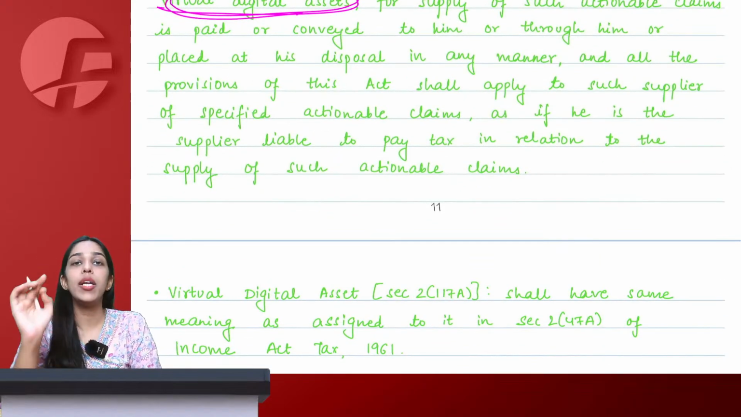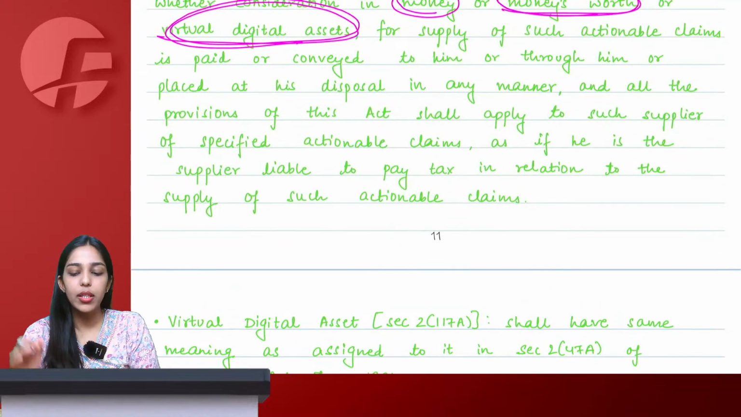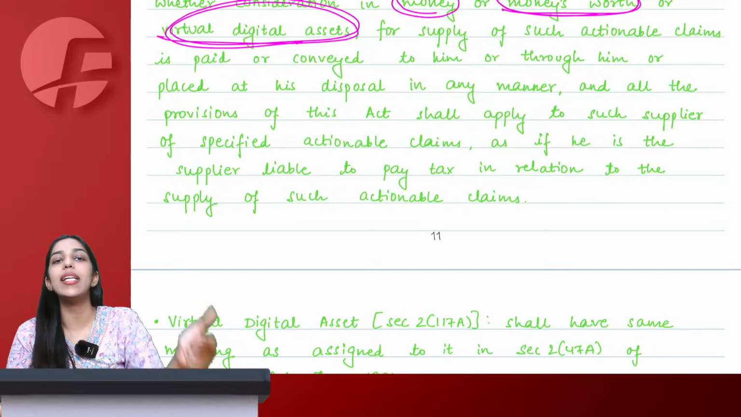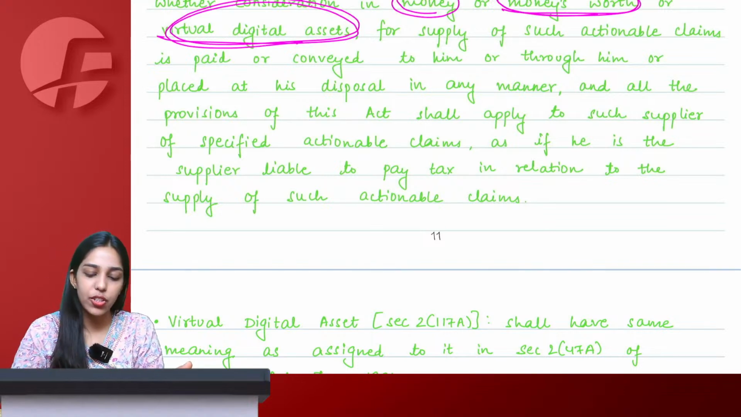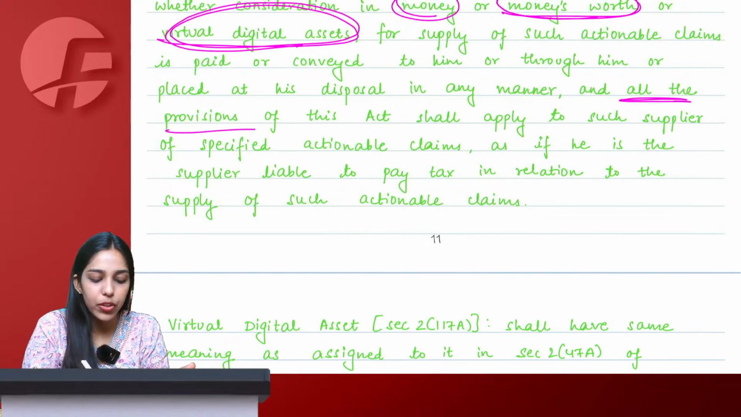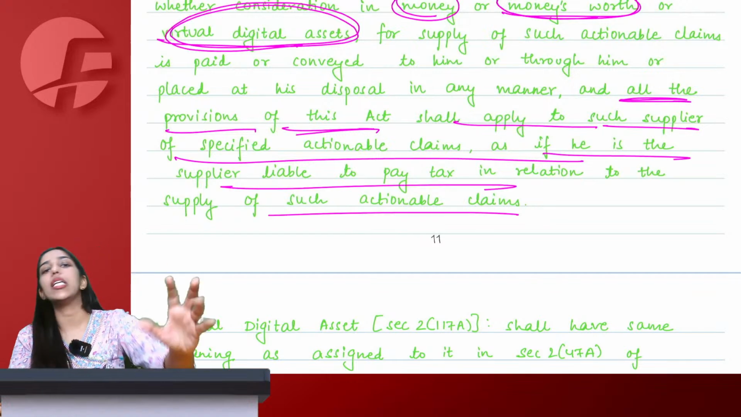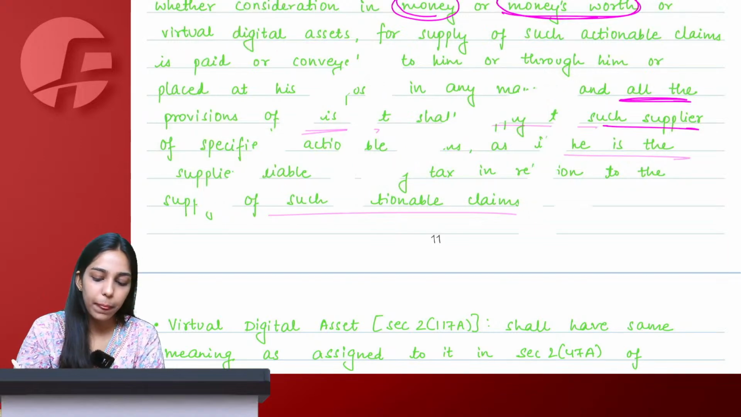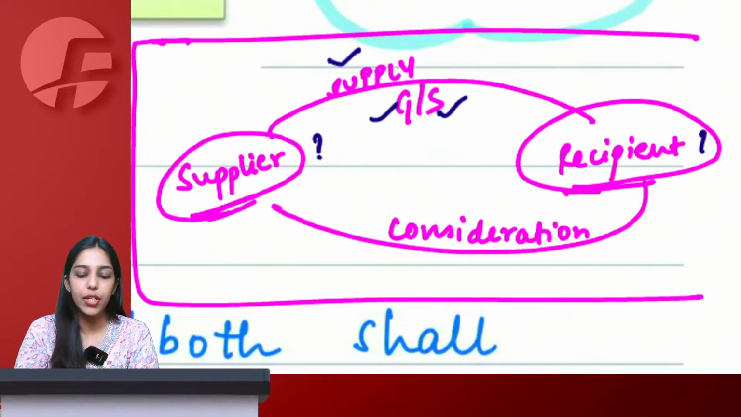This person would now be considered as a supplier of that specified actionable claim, is what the definition is trying to make clear. And all the provisions that are normally applicable to any supplier would also become applicable on the supplier of these specified actionable claims. So we say that all the provisions of this Act shall apply to such supplier of specified actionable claim as they normally apply to any other supplier. Say yes or no. Are we clear? Are we 100% clear with the definition of supplier?